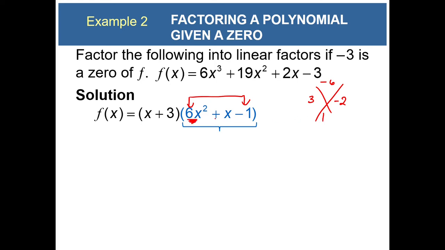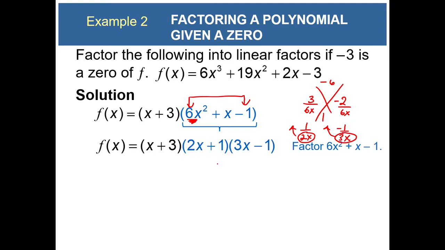Using the AC method, we'll divide this by 6x, so I have 1 over 2x when I reduce it to lowest terms, and this is negative 1 over 3x. We'll use the bottoms up technique to factor the right side. And this gives us f of x equals (x + 3)(2x + 1)(3x - 1). These factors are all linear.